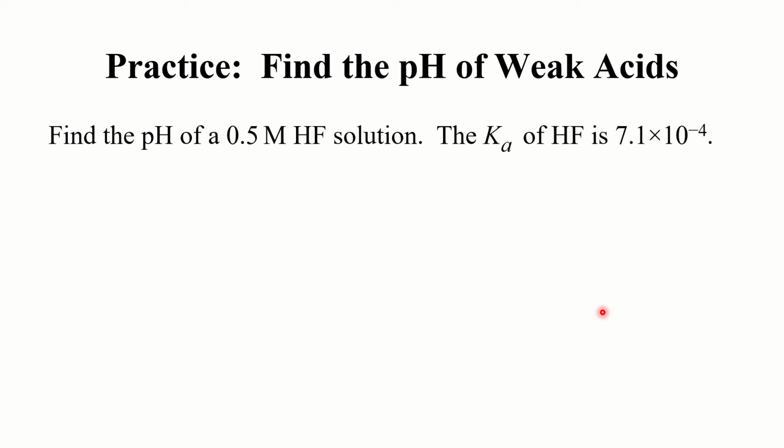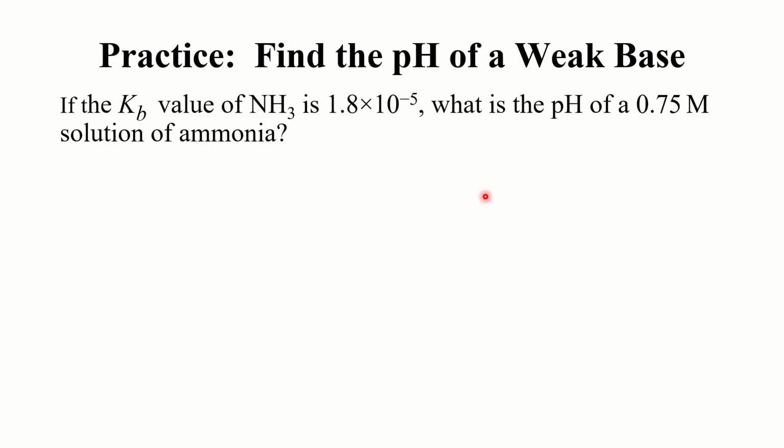One more problem for you to try. Find the pH of a 0.5 molar HF solution given the Ka of HF as 7.1 times 10 to the negative fourth. And the correct answer here is 1.72. All right, now let's look at a weak base problem.